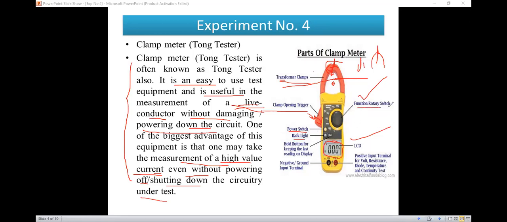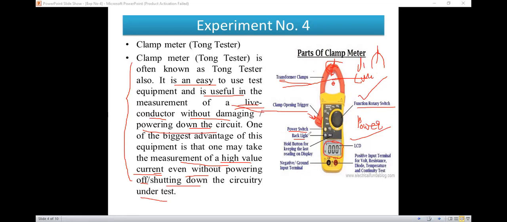Now the function rotary switch. Suppose firstly I want to measure the current, साठी you press this switch or you move this rotary switch and set it at the current value. If we want to measure the power, the main important point is that power can be measured by using the clamp meter also. Clamp meter na power काय करता येते, measure करता येते by varying this rotary switch.